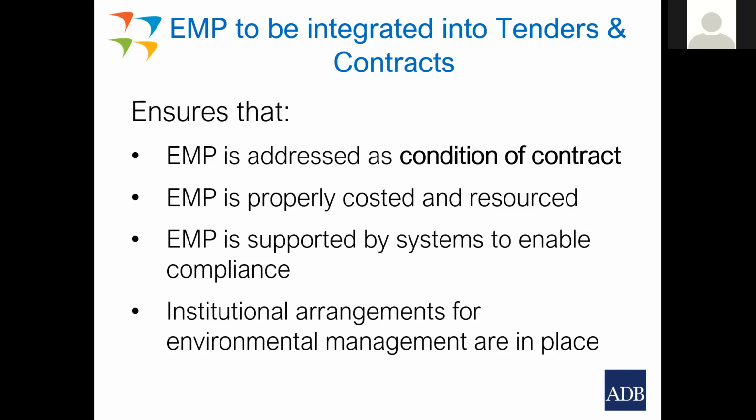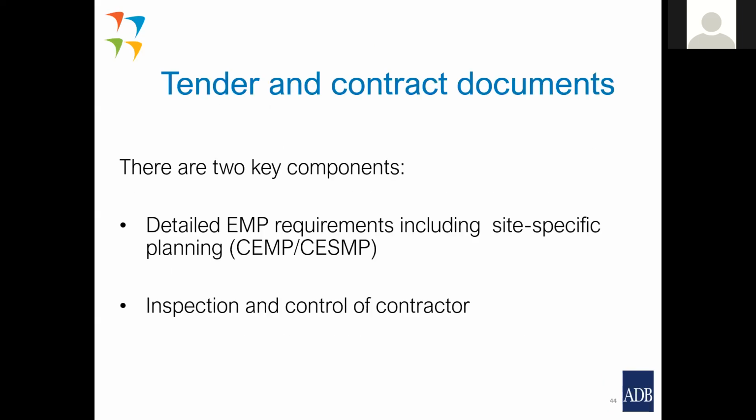The contractor won't listen to you. He will only listen to what's in the contract. So there are two key components when drafting the environmental management requirements. Firstly, detailed environmental management requirements, including site-specific planning. In other words, you need to specify in the contract that the contractor needs to prepare a construction environmental management plan or a construction and environmental social management plan. It's got to be specified in there.